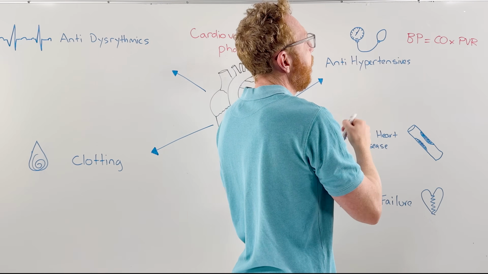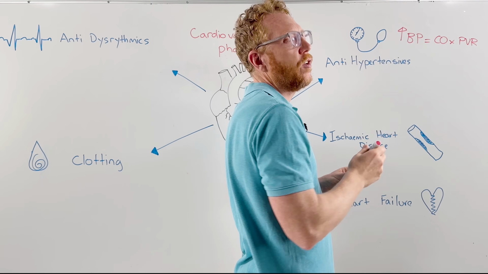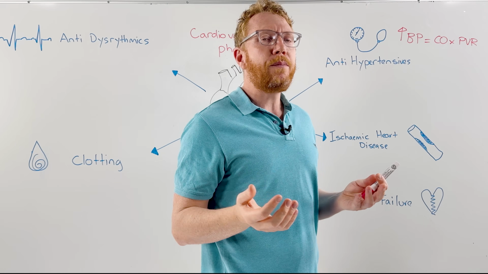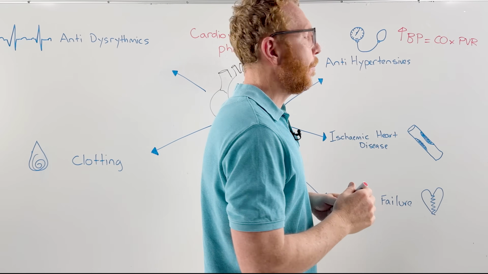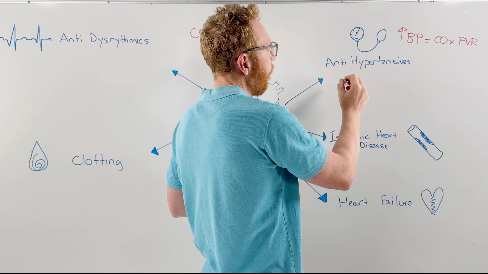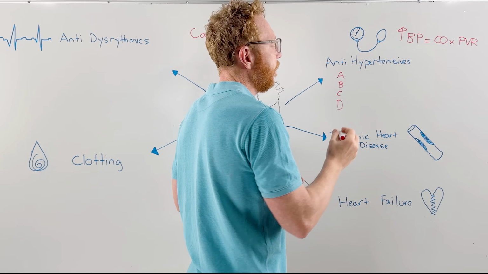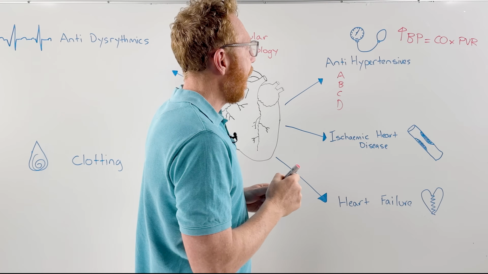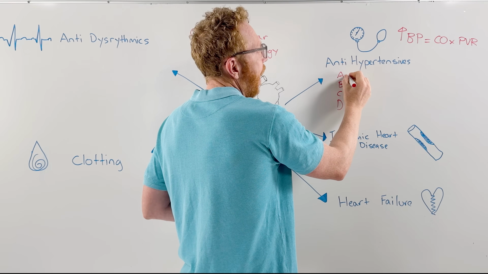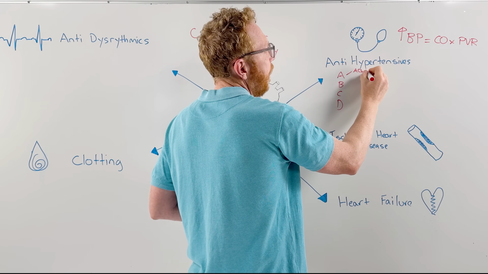So with hypertension, we're talking high blood pressure. So what medications can we be given to decrease blood pressure? The way to remember this are your A, B, C, Ds. All right, let's start with A. The first A are your ACE inhibitors.